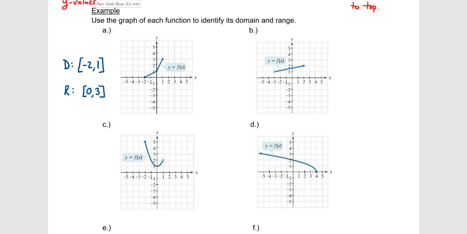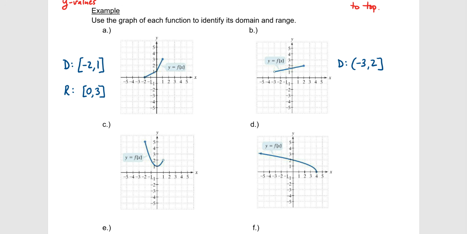Okay, and the next one here for B, taking a look at the domain. The domain, scanning it left to right, it starts right here at -3. It ends right here at +2. So it's -3 to +2. However, at -3, there's an open circle, so that gets a parenthesis. 2 is a filled in circle, so that gets a bracket.